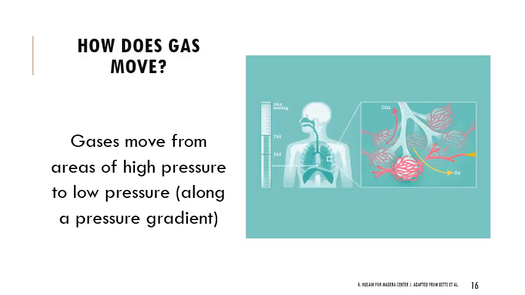So when we're thinking about how gas moves, just like in diffusion, a lot of this really comes down to going from high to low. So gases move from areas of high pressure to areas of low pressure. They move along a pressure gradient. That's what this GIF is showing.